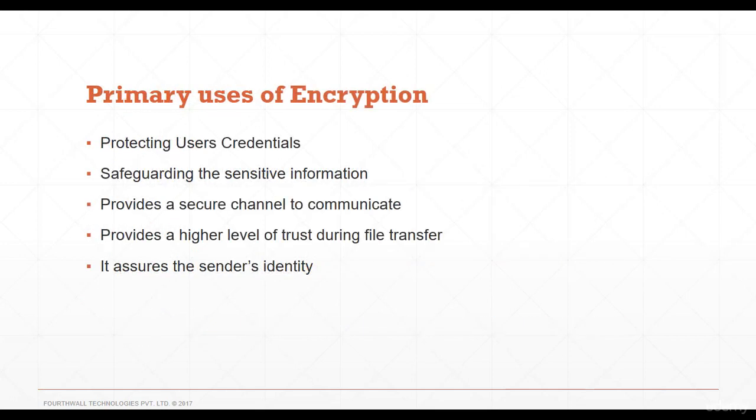So what are the primary uses of encryption? The first would be protecting user credentials, then safeguarding the sensitive information, then it provides a secure channel to communicate, then it provides a higher level of trust during the file transfer, then it also assures the sender's identity.